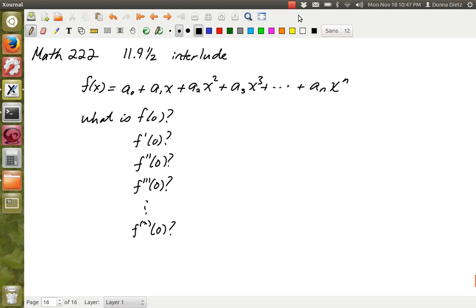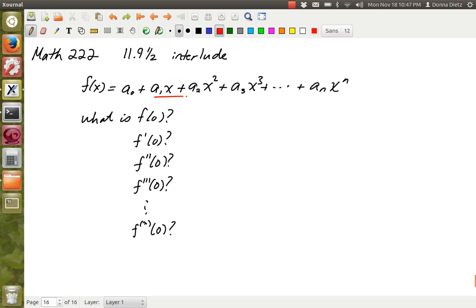I think this goes between chapter 9 and chapter 10. It's a little interlude to get us ready for chapter 11-10. So we start off with a polynomial of degree n, and I ask what is f of 0.